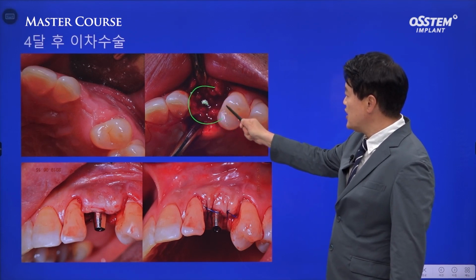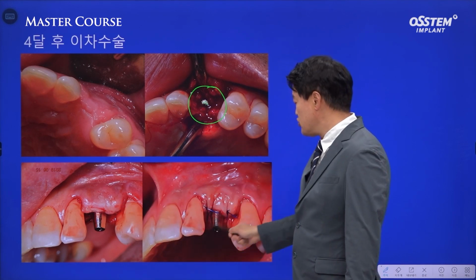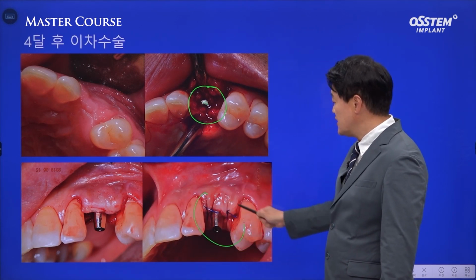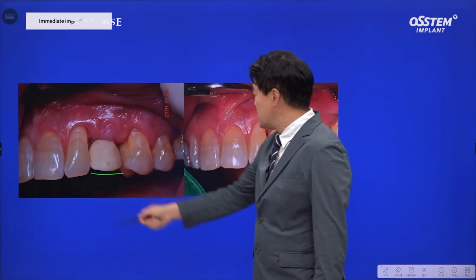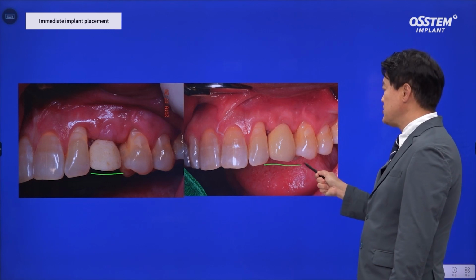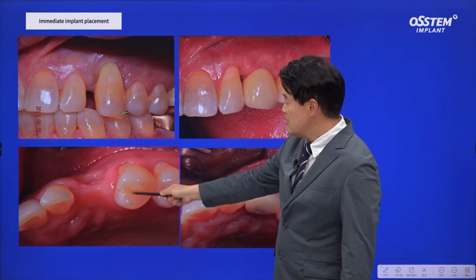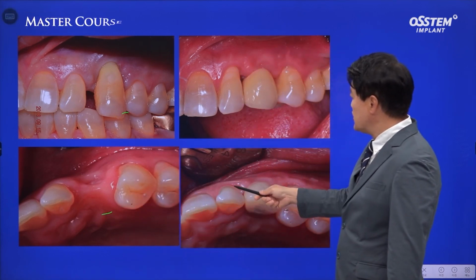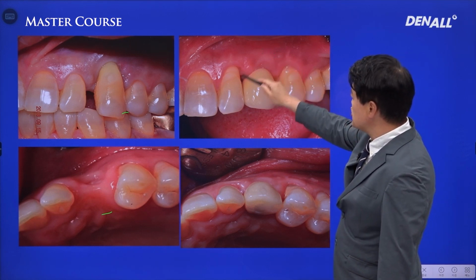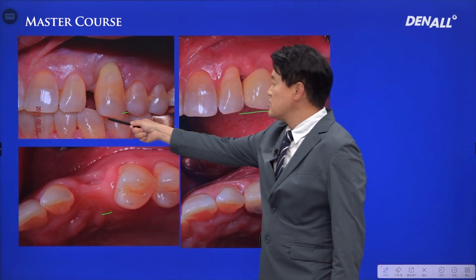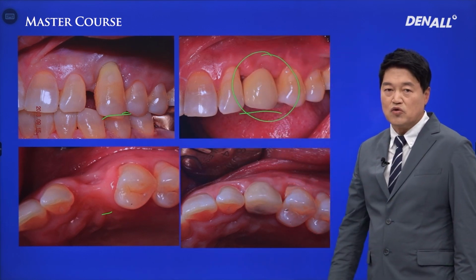As shown here on the buccal side, new bone was formed. Abutment was connected and a temporary provisional was fabricated and suture was done. This is the image of provisional and this is the image of final prosthesis. This is before extraction and this is after extraction. This is final prosthesis. Compared with the before extraction, aesthetic restorations were provided to the patient.